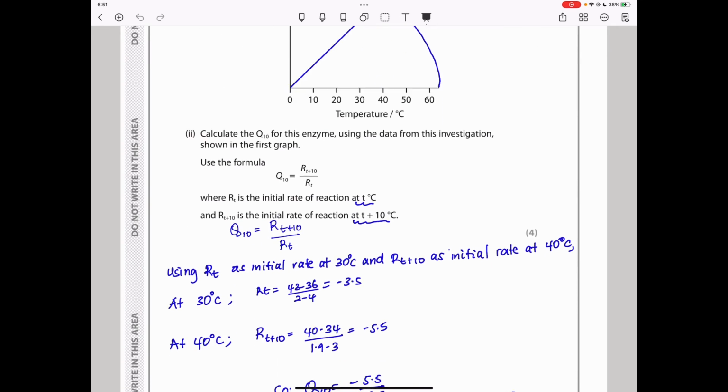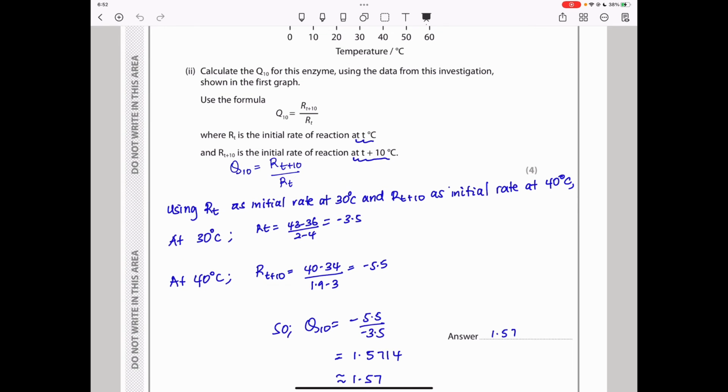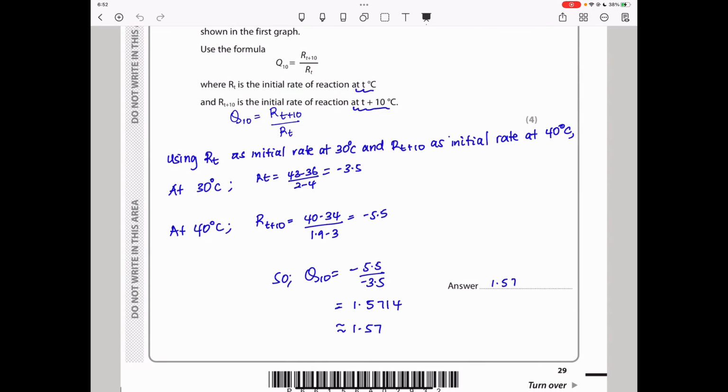So my RT at 30 degrees is 43 minus 36 divided by 2 minus 4, giving me that. And my RT plus 10 is 40 minus 34 divided by 1.9 minus 3, which gives me this. Now, when I go back here, my Q10 should be negative 5.5 divided by negative 3.5, giving me 1.57, and this is my answer here. So let us continue to the next part.